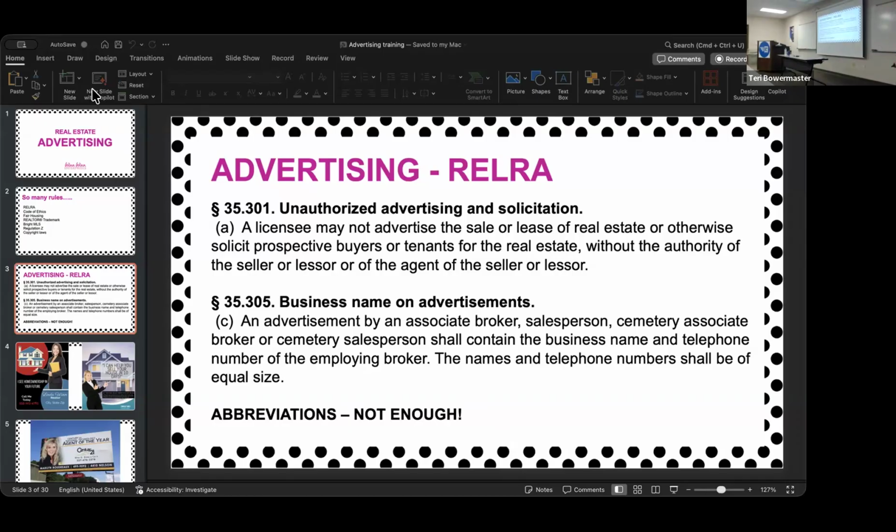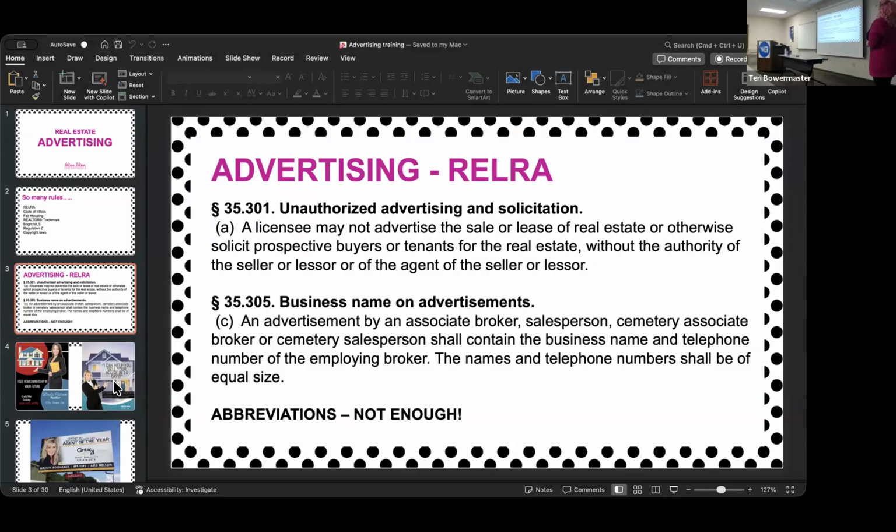Me personally, I was just happy it's on there. To me, that's an accomplishment in the realtor world that people are doing it. Obviously an extreme case would be necessary, but they are catching people for the prominence differential. The first one up there, section 301, is unauthorized advertising and solicitation.